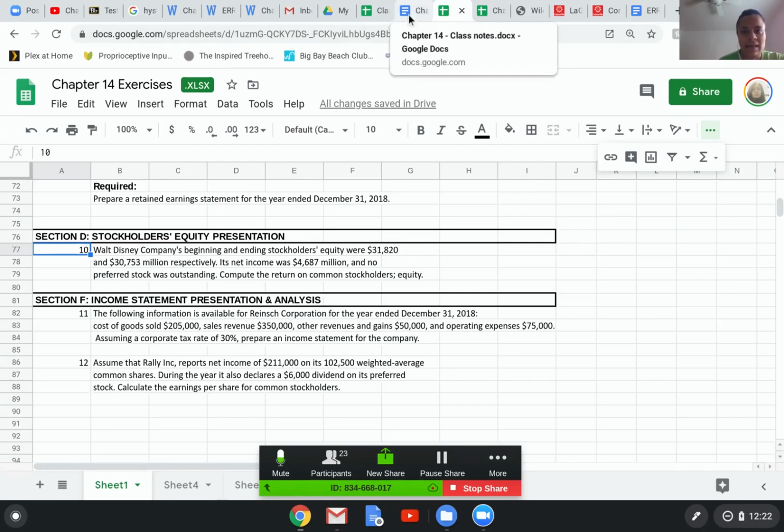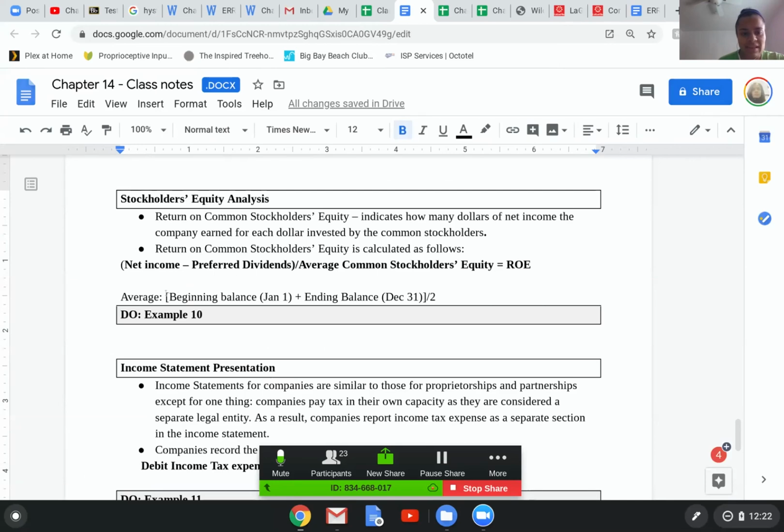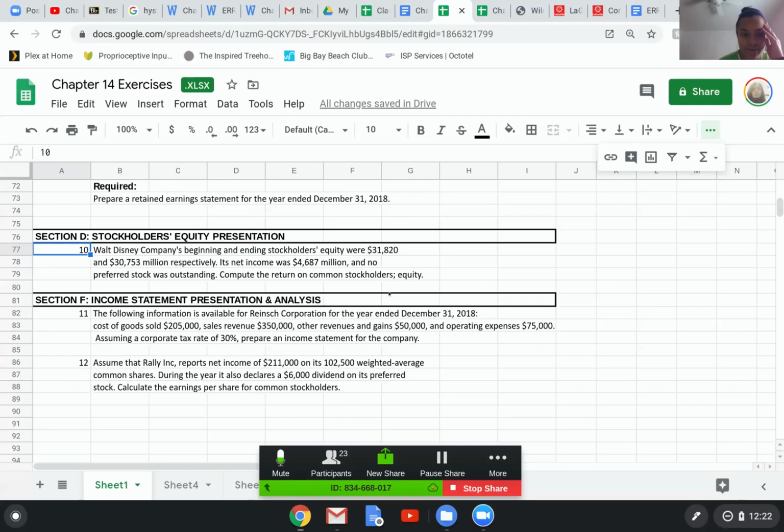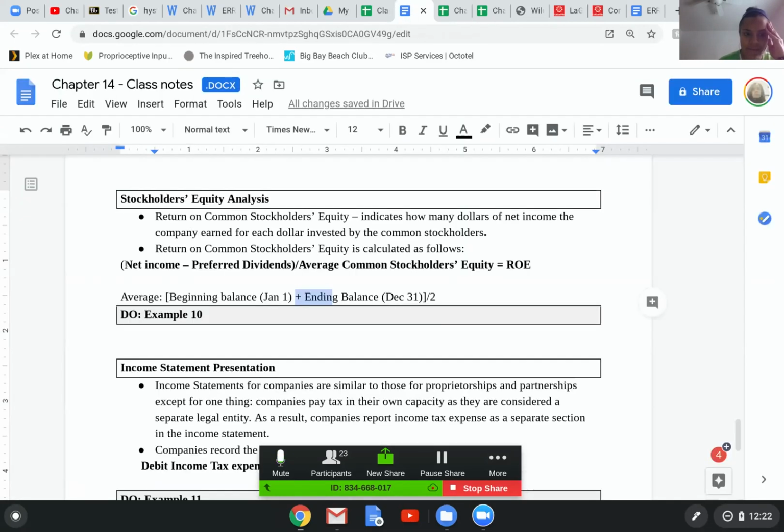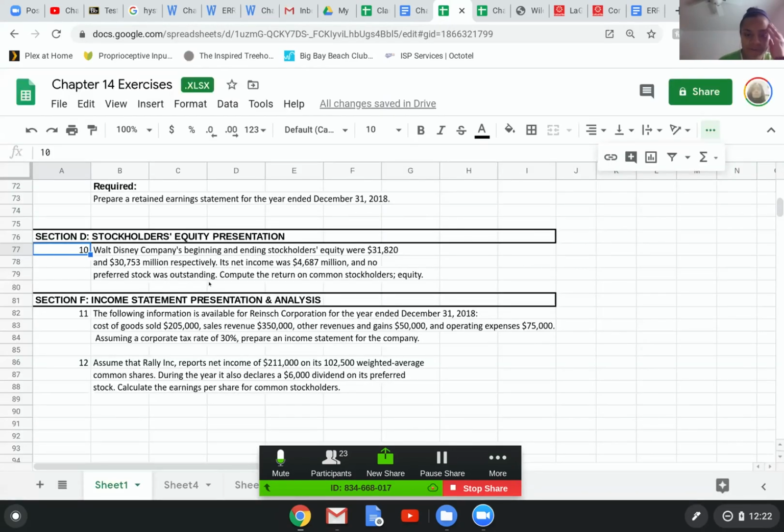Why do we need that? Because remember, we take the average of stockholders' equity. So we need the beginning balance and the ending balance. We will add them together and divide by 2 to get the average. The net income was 4687, so the net income goes at the top over here, and now we have to check if there were any preferred dividends. No preferred stock was outstanding, so there's also not going to be any preferred dividend. Compute the return on common stockholders' equity.